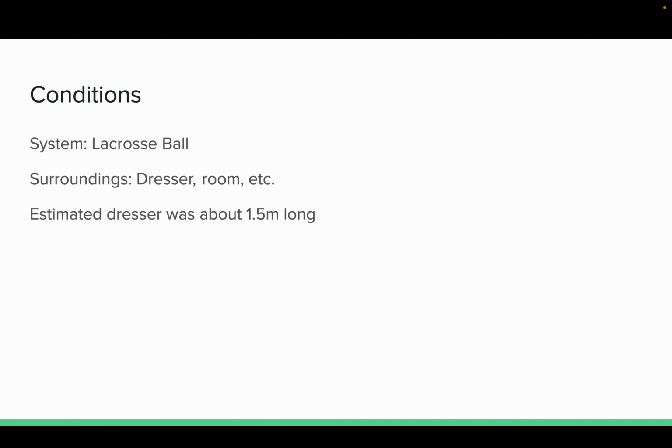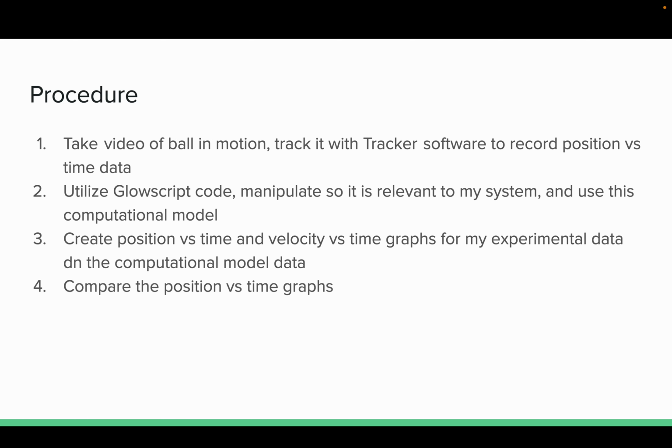Here are some conditions to preface our experiment. I estimated that the dresser was about 1.5 meters long. And here is the procedure. Basically, we're going to observe an object moving at constant velocity and compare that to a model of the object's expected position versus time.